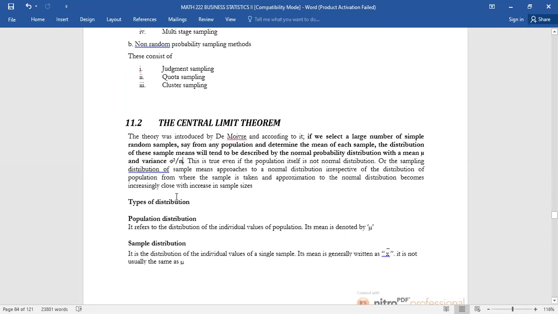So it is true, even if the population itself is not a normal distribution, the sampling distribution of the sample approaches the normal distribution, where the sample is taken can be approximated as a normal distribution. And more or less, we'll be having this increasing now depending on the sample size. Now we have different types of distribution. We have the population distribution and we have the sample distribution. I want us to compare the two.